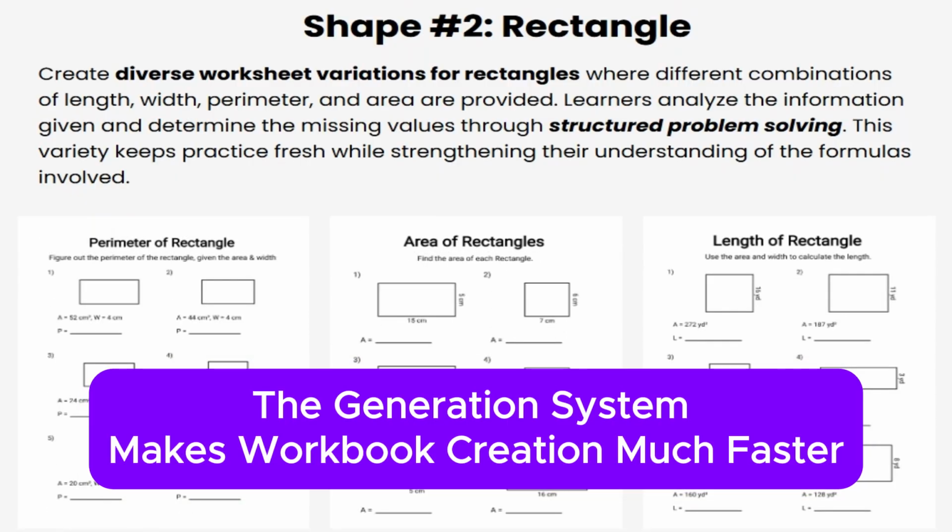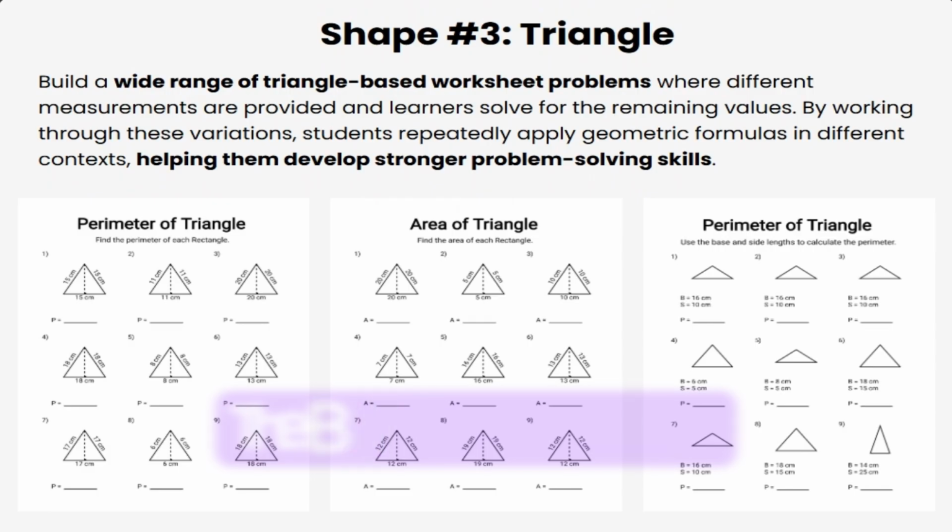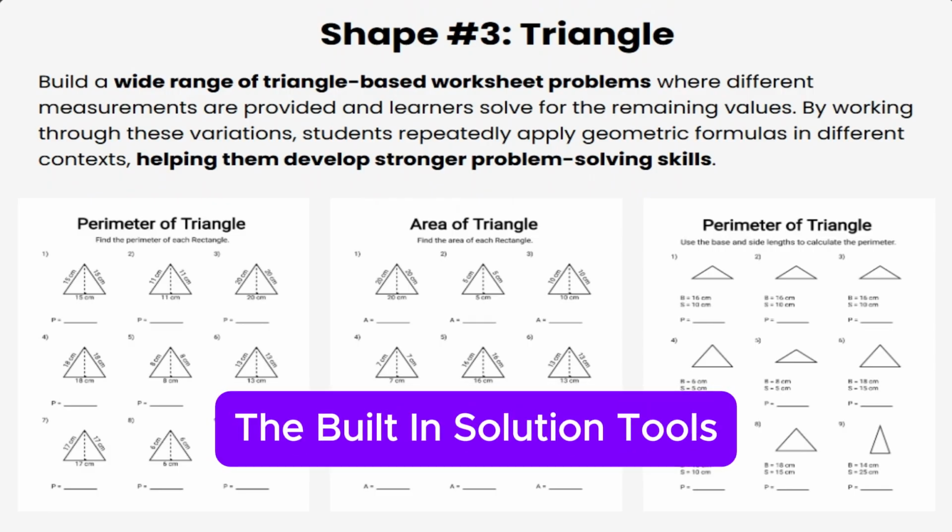The generation system makes workbook creation much faster. You can turn a layout into a full worksheet page very quickly, and whenever you want a different set of questions, you can regenerate them without rebuilding the page from scratch. That saves a huge amount of time and makes it much easier to create more content while keeping the layout and structure consistent.